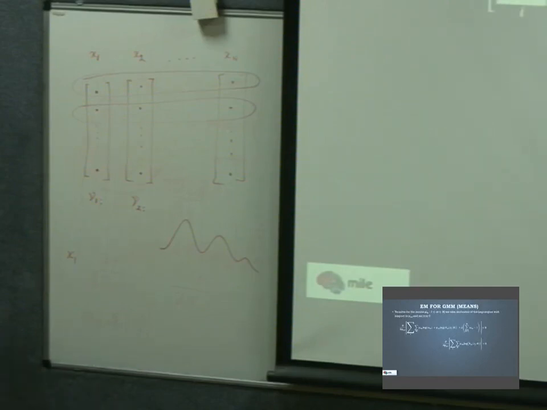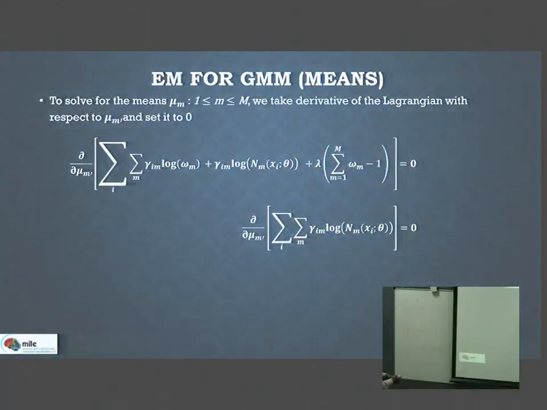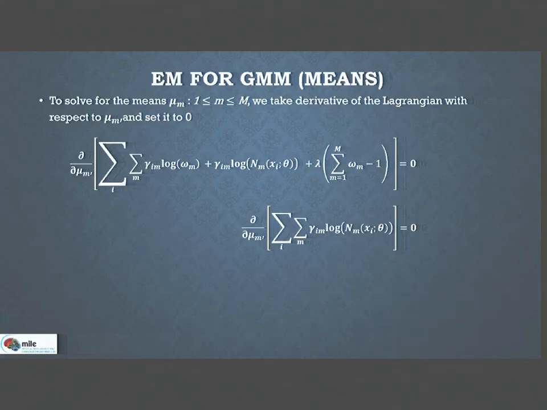Now we have to solve a little more difficult one, that is the mean. We have the same Q function. We have to take the derivative with respect to this mu m dash, and in this case, this term doesn't depend upon mu m, and this one doesn't have any mu n term. So only this middle term has it, and we have to maximize this function.